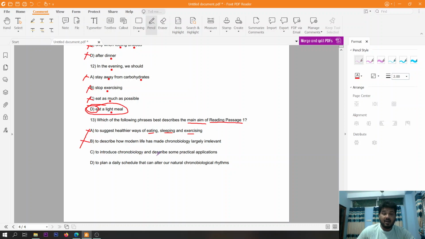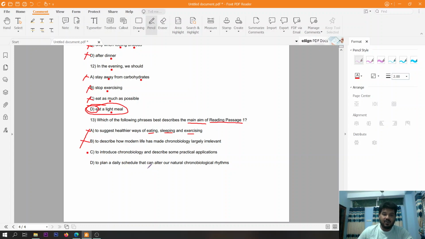Second, to introduce chronobiology and describe some practical applications. Now, this is more likely the answer, because in the first paragraph, it talks about chronobiology, what it does, and the following paragraphs basically talk about how we can use chronobiology in our daily lives. All the subsequent paragraphs after the introduction just talk about practical applications, like when should we wake up, when should we avoid coffee, what type of meal should we have, right? So all of these things.